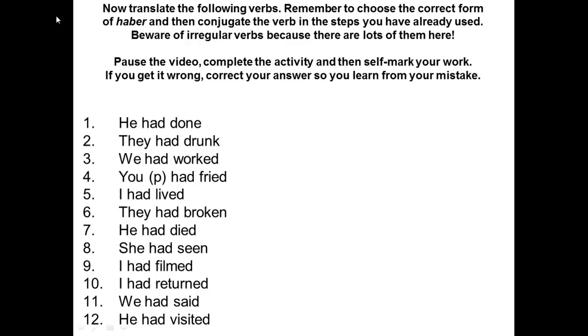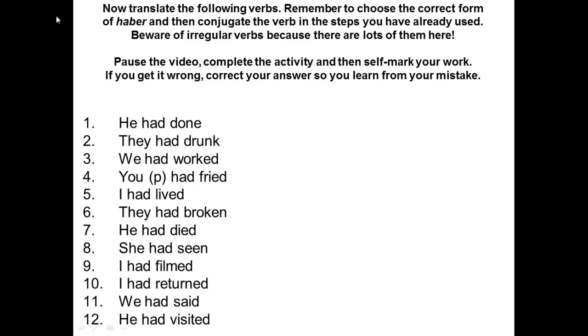Now translate the following verbs. Remember to choose the correct form of haber in the imperfect tense and then conjugate the verbs in the steps you've already used. But beware of irregular verbs because there are lots of them here. Only look back on your table though if you feel you need to. Otherwise, maybe think of the verb in your head before you write it down or before you check your reference chart. Pause the video, complete the activity and then self-mark your work. And if you get it wrong, correct your answer so you can learn from your mistake.